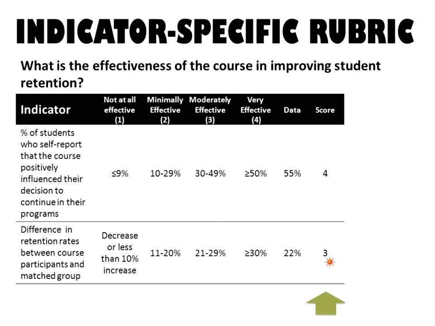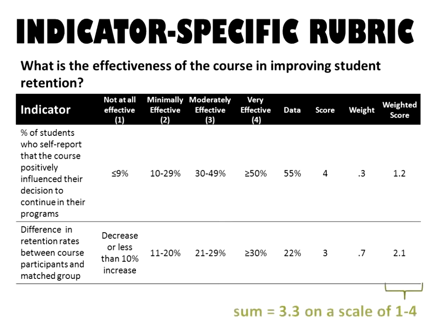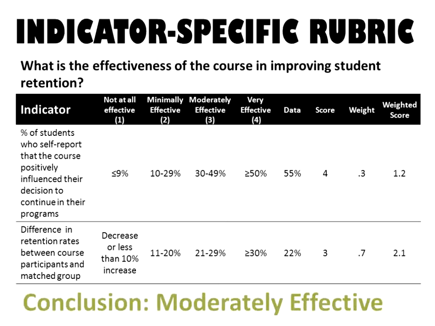But these indicators are not equally robust. We are going to weight the actual difference in retention much more than the self-report. What people actually do is much more important than what they say they're going to do. So then we weight those, and we use those weightings to multiply, and we get our scores. And then we sum them. And we'll say, on this dimension, we got a 3.3 on a scale of 1 to 4. That aids us in interpretation. This is not a scientific measurement. It's a tool to aid interpretation. And so we say that corresponds to a moderately effective result.